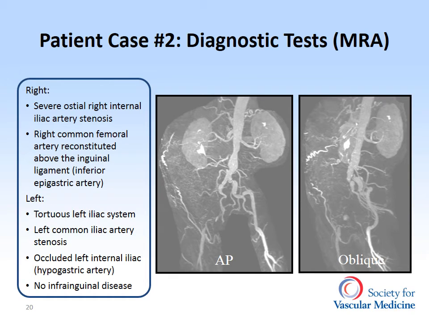Magnetic resonance angiogram, shown here, confirms the presence of severe right and moderate left iliac artery disease. There is a severe stenosis in the distal right common iliac artery at the origin of the right internal iliac, and the right external iliac artery is occluded. The right common femoral artery reconstitutes above the inguinal ligament. On the left, the iliac system is tortuous, the left common iliac artery is stenosed, and there is an occluded left internal iliac artery.